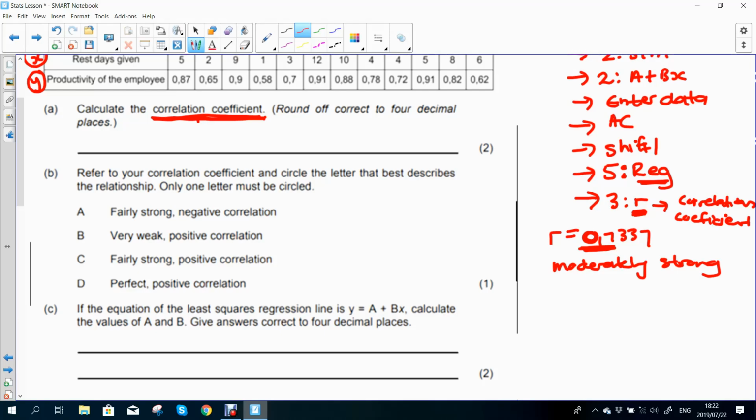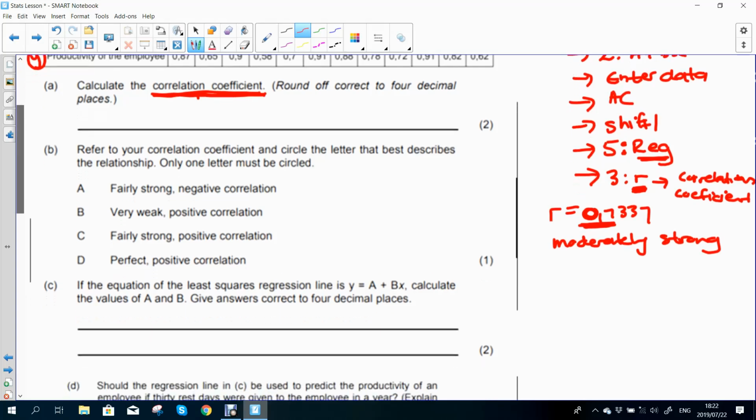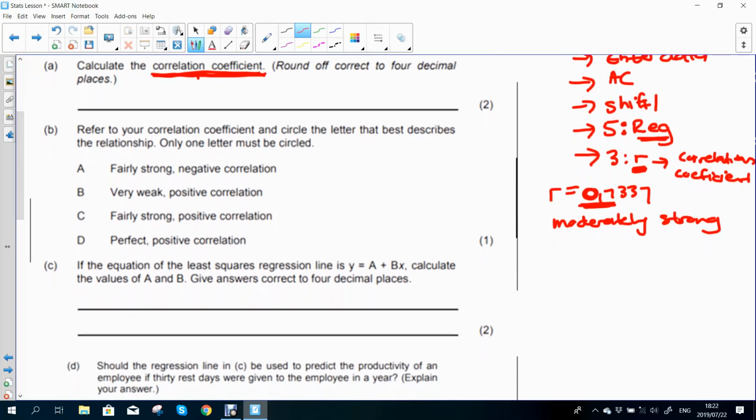Okay, so question 2 says, let's just go back to the question here. It says, refer to your correlation coefficient and circle the letter that best describes the relationship. So it says fairly strong but negative. Okay, that's not true. If this relationship was a negative, I would have gotten a negative answer. So that's not right. So we can cross out A. Very weak, definitely not. Okay, it's very close to 1, so it's not weak. Then fairly strong positive correlation. That sounds about right. It's fairly strong. It's not very, very strong, but it's up there.